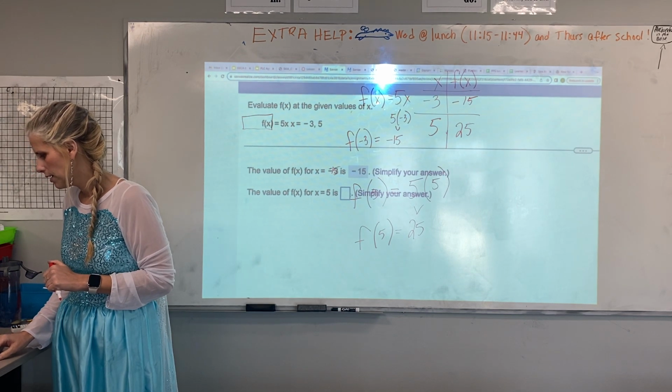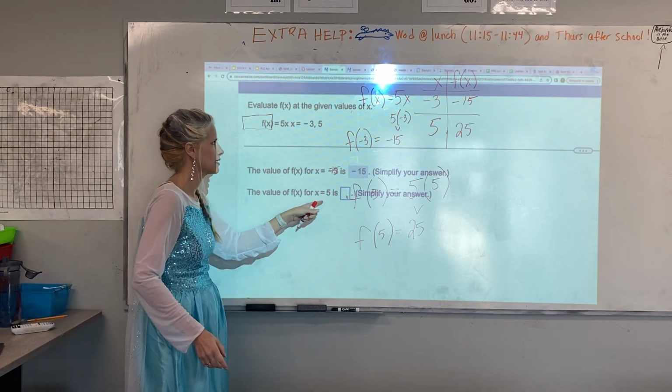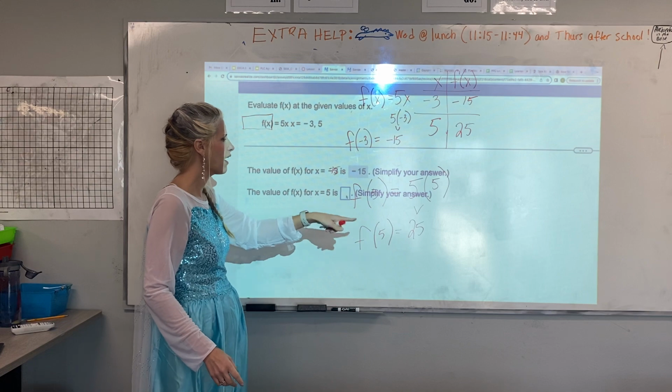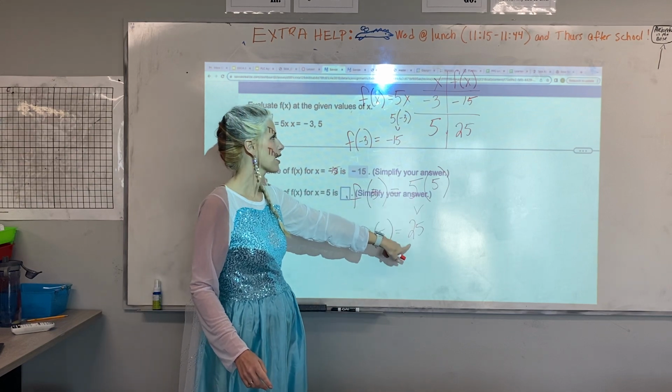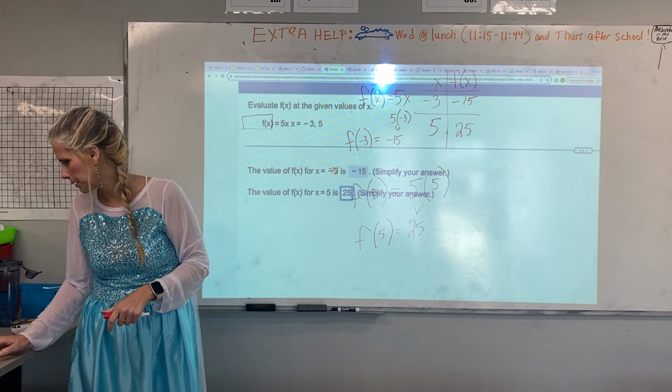Okay. See how after I gave the first answer, now it's asking me for the next answer when I plug in a +5 and I put it into the machine, I got a 25 output. So I put in my 25. I'll come check yours in a second.